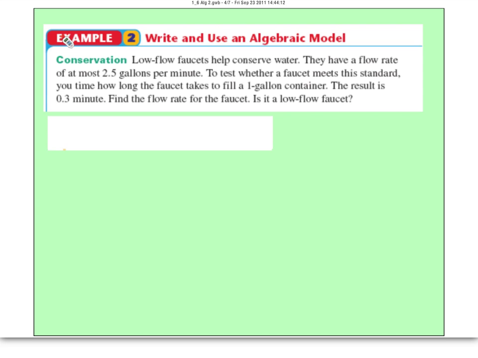Low flow faucets help conserve water. They have a flow rate of at most 2.5 gallons per minute. So that's a rate, you guys. So my brain's even thinking about maybe distance equals rate times time.